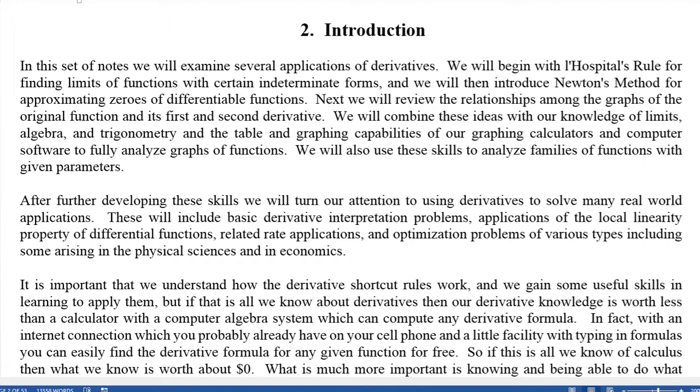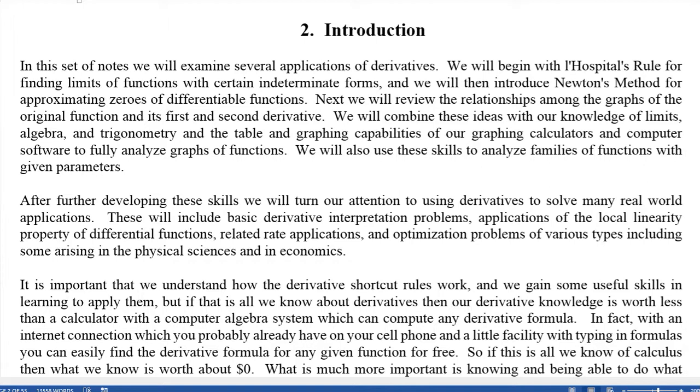of those places. And then next we're going to review the relationships among the graphs of the original functions, its first and second derivatives. And we're going to combine these ideas with our knowledge of limits, algebra, and trigonometry, and the table and graphing features of our graphing calculators and computer software to fully analyze graphs of functions, to make sure that we see all of the really interesting features of graphs. A big chunk of that last part is review of earlier material.